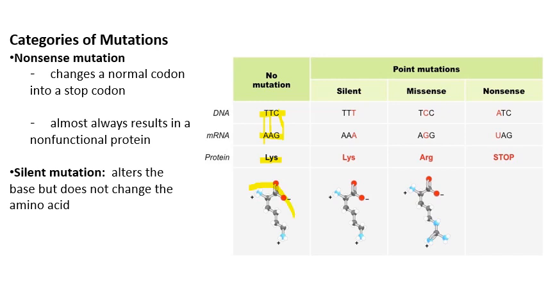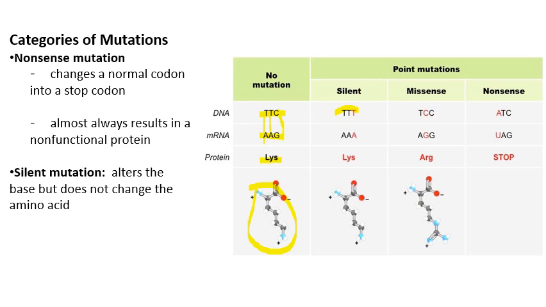And here's what the lysine looks like down here. So TTC becomes AAG in the RNA and the protein is lysine. Now, say we have a mutation there. So here we can see what a silent mutation would look like. Instead of TTC, we had an error, and now we've got TTT.